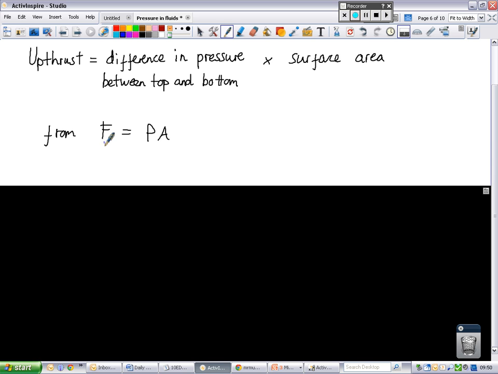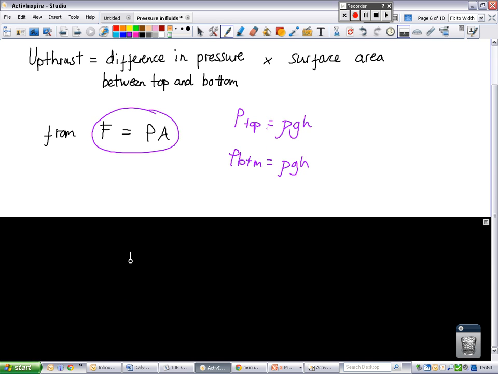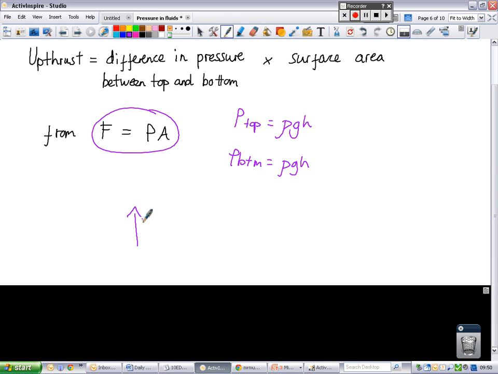So it comes from F equals PA. If we perform a calculation on the pressure on the top, it will be rho G H, where H is the depth the top is below the surface, and then we do a calculation for the pressure on the bottom with rho G H, where H is the depth of the bottom surface, and we will find that there is a difference in pressure. We can calculate from this equation what the force is acting on both the top and bottom surfaces. If the force acting on the bottom surface is greater than the force acting on the top, then there is going to be a resultant, unbalanced force in the upwards direction. And that is what we end up calling upthrust.